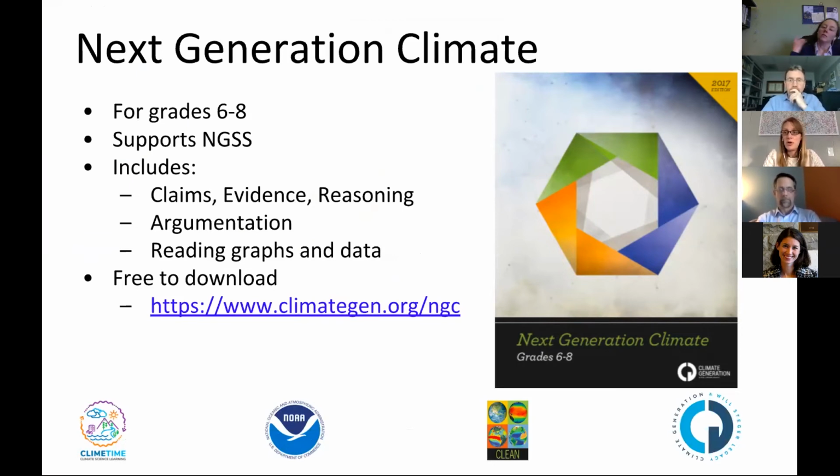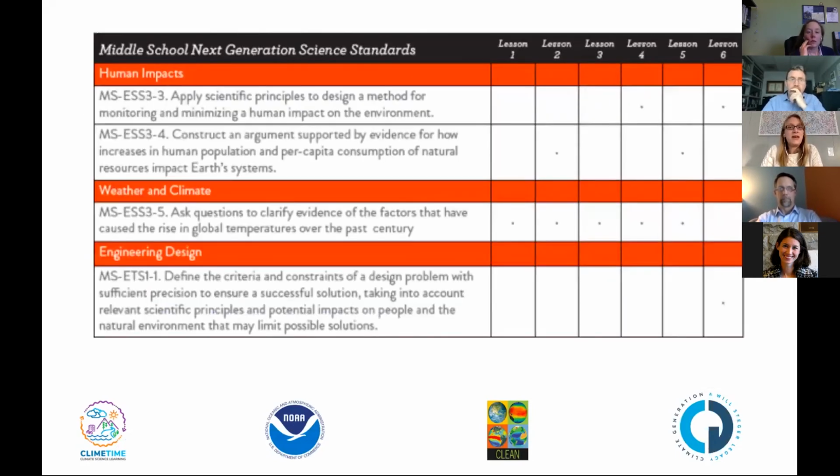And as a former earth science teacher, I know that is something that students need some additional time working on. It's free to download, so you can use that URL there. Otherwise, I'm sure it'll be in the follow-up email. So these are the performance expectations that Next Gen Climate looks through. The key one today that we're looking at is in the weather and climate area, but also looking at human impacts. And then lesson 6 goes into engineering design.